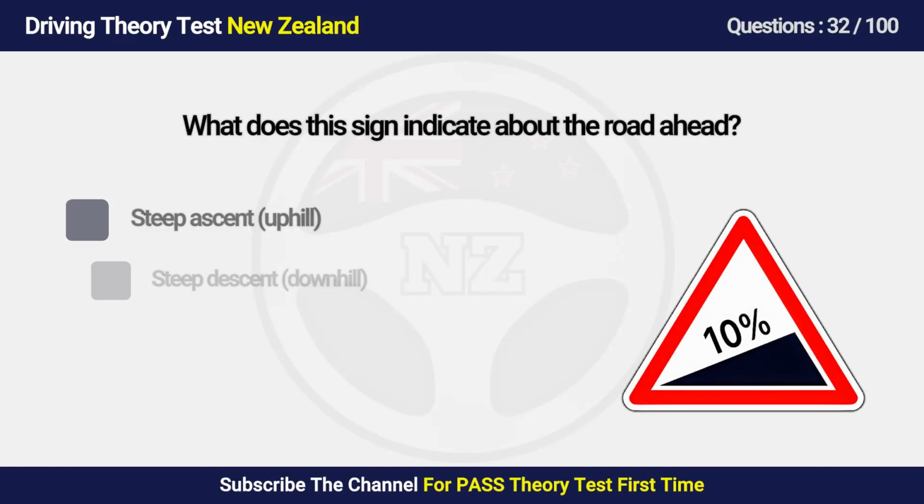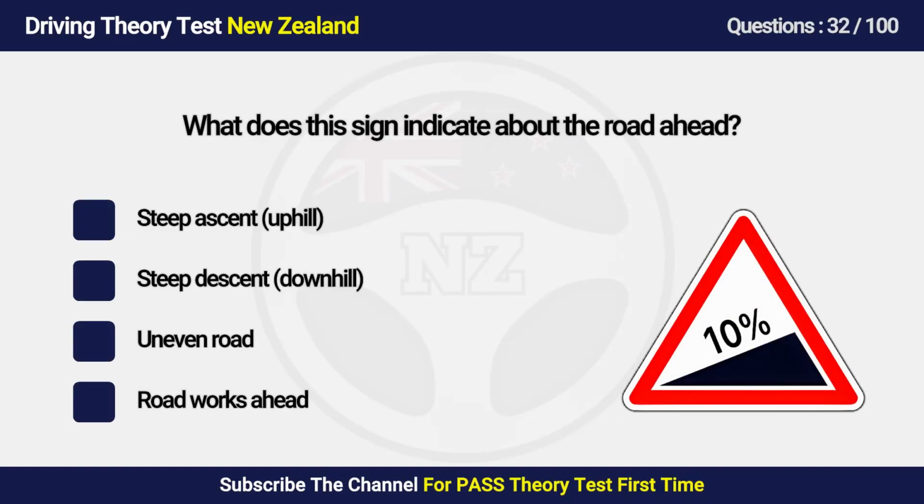Question 32. What does this sign indicate about the road ahead? A. Steep ascent uphill. B. Steep descent downhill. C. Uneven road. D. Road works ahead.